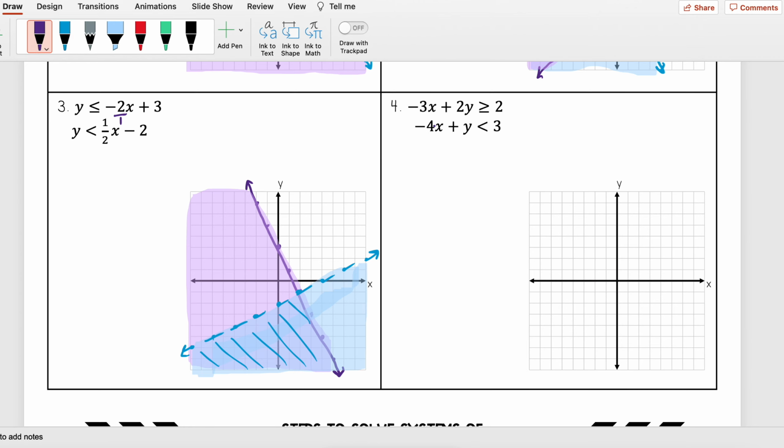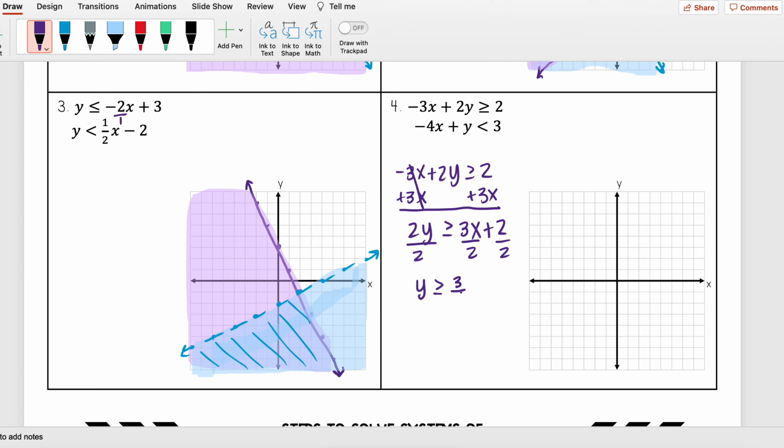Now for this last one, I have to do a little bit more work in the front end because I need to change both of these to being in slope-intercept form first. So I'm going to fix my first equation first. I need to add 3x to both sides, so I want to get y by itself. And then I'm going to divide both sides by 2. Remember, when I'm doing that, I need to divide every single term by 2. So that means I get that y is greater than or equal to 3/2 x plus 1.